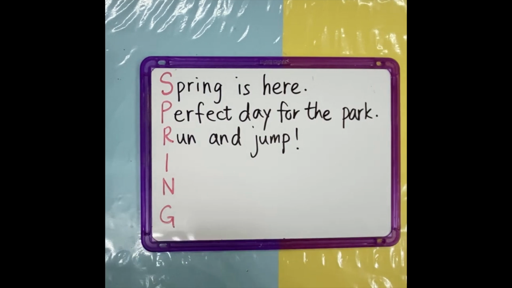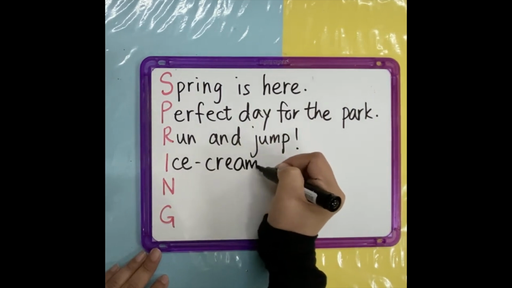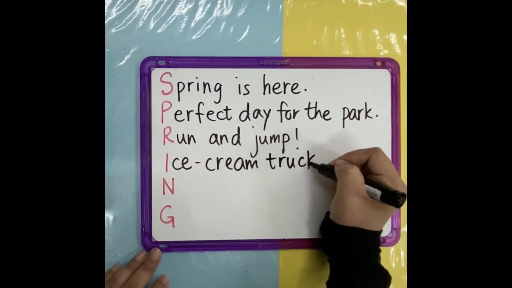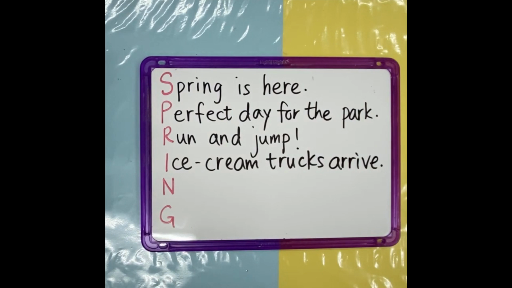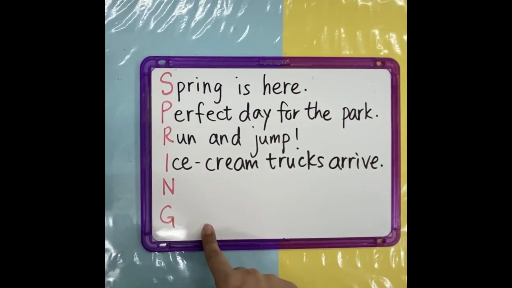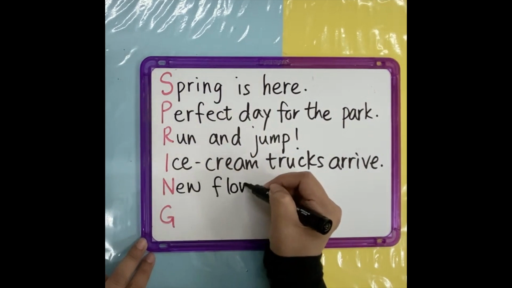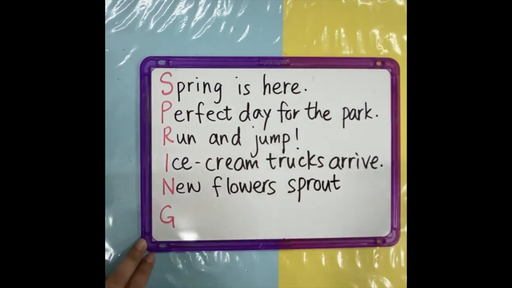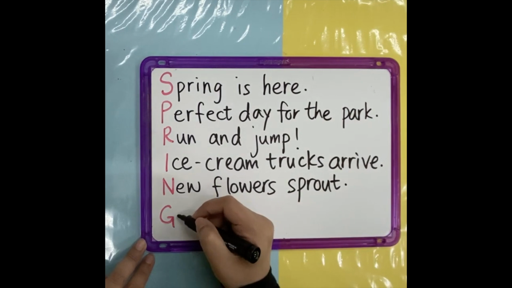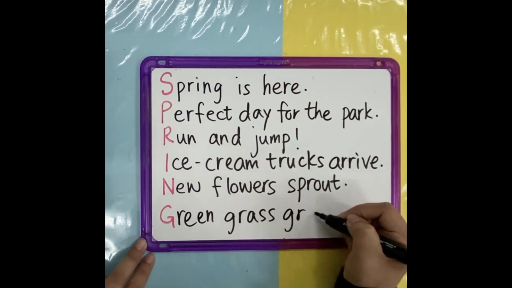Okay, and what else arrives? For me, starting with the letter I, and my favorite part, ice cream trucks arrive. Okay, so I have two more letters to go, N and G. Okay, for spring now, new flowers sprout. And lastly, green grass grows.